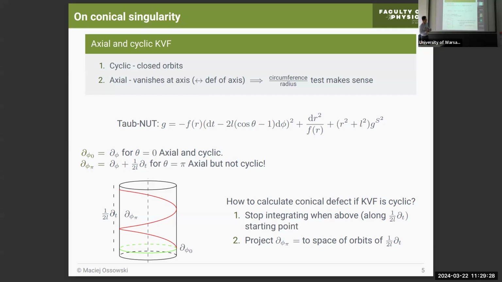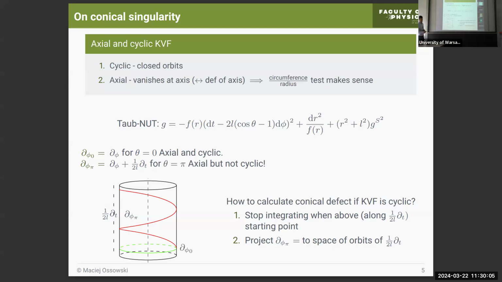To remedy this, you can add some contribution from d over dt, and then it would turn out to be axial at the other pole. However, the problem is that now this Killing vector field is not cyclic. As shown in this picture, it actually spirals. So d over d phi at one pole is okay. However, after addition of this term, we actually have this spiral in the direction of d over dt.